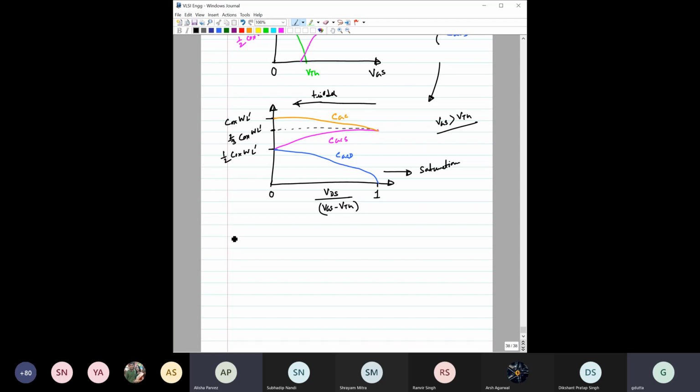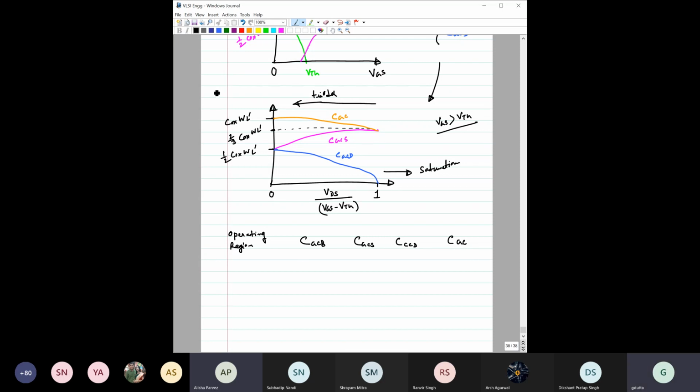So we will first write here the operating region. Then here we will write the first component, which is CGCB. Then the second component, CGCS. Then the third component, CGCD. Then here the total component, that is CGC.